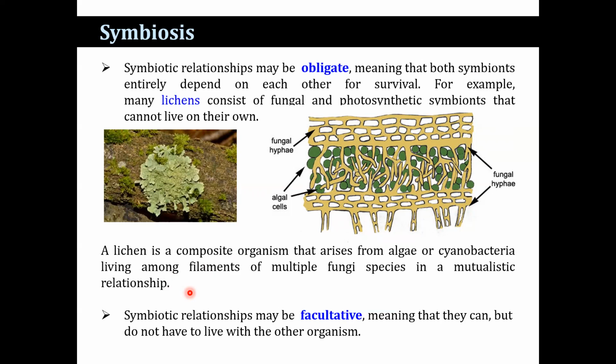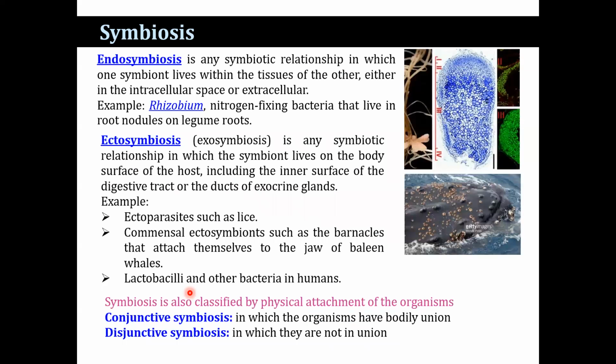And a symbiotic relationship may be facultative also, meaning they can but do not have to live with other organisms. That is facultative. So a symbiotic relationship may be obligatory in nature, or facultative in nature. Now, what are the types of symbiosis depending on their host body? It may be endosymbiosis, it may be ectosymbiosis.